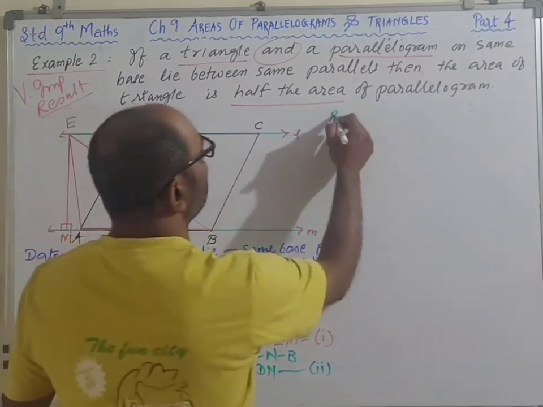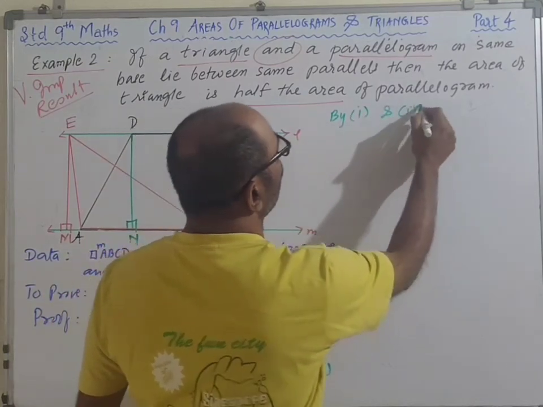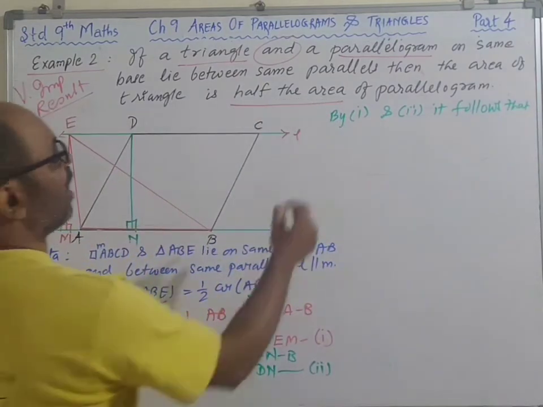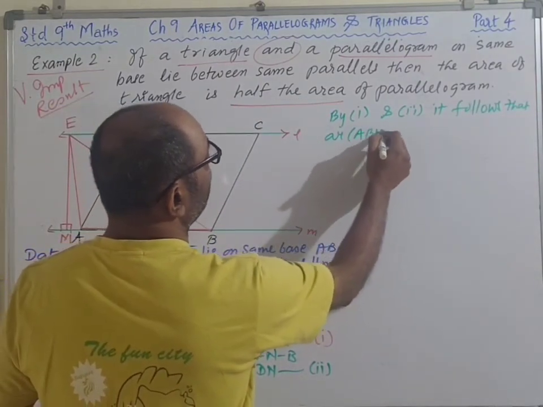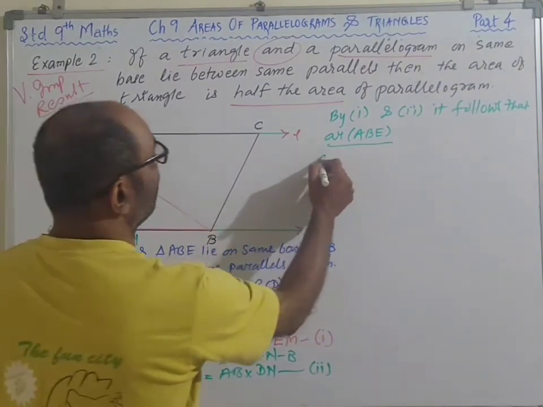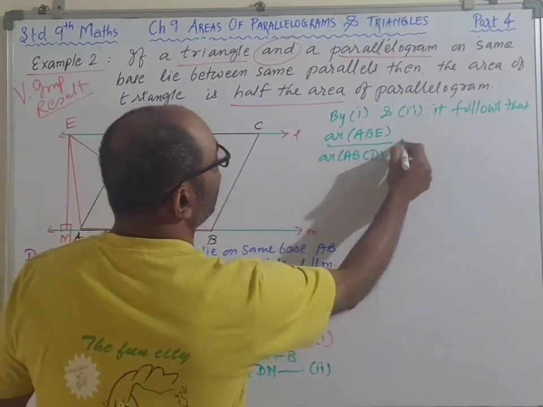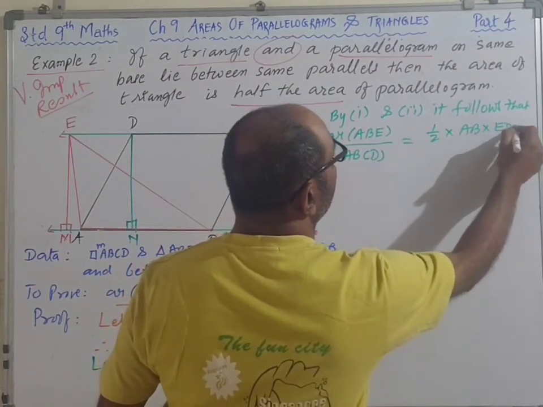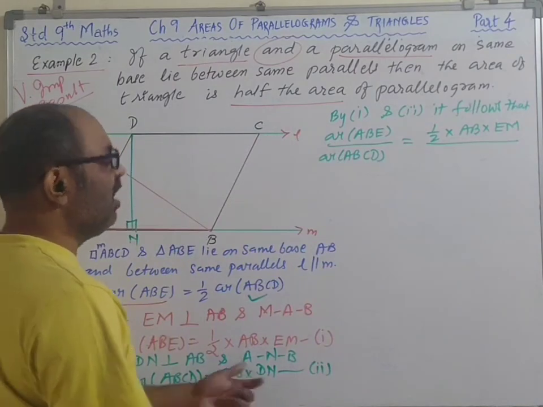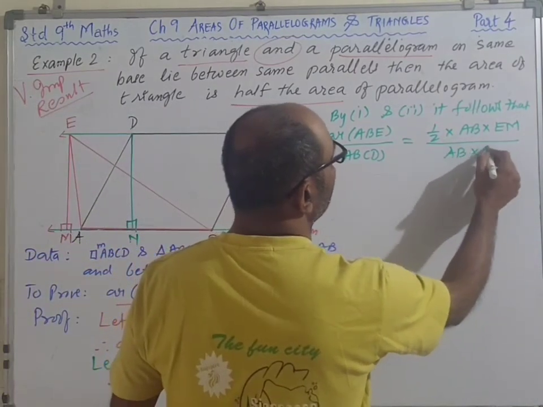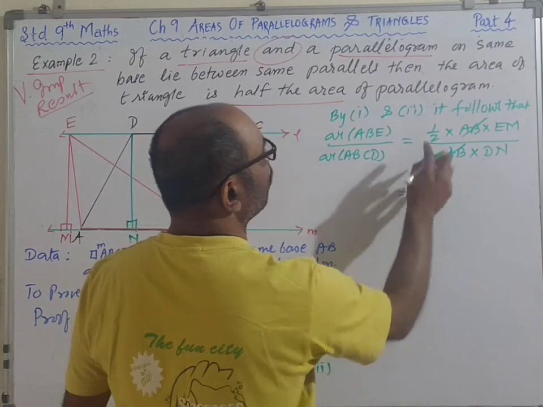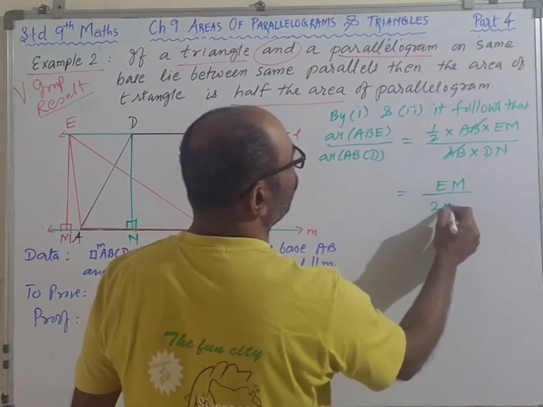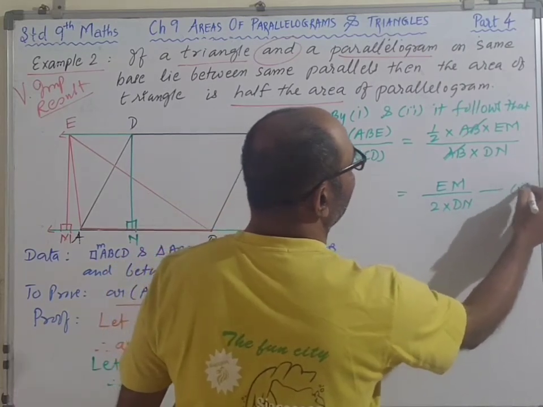बस रेशियो ले लीजिए. By 1 and 2 it follows that left hand side पे area of triangle ABE है, upon area of parallelogram ABCD है, is equal to right hand side पे half into AB into EM, whole upon यहां AB into DN है. Well, AB cancels. Now this 1 upon 2, 1 ऊपर रहेगा और 2 नीचे आएगा, so EM upon 2 times DN. काम अटक गया हमारा.